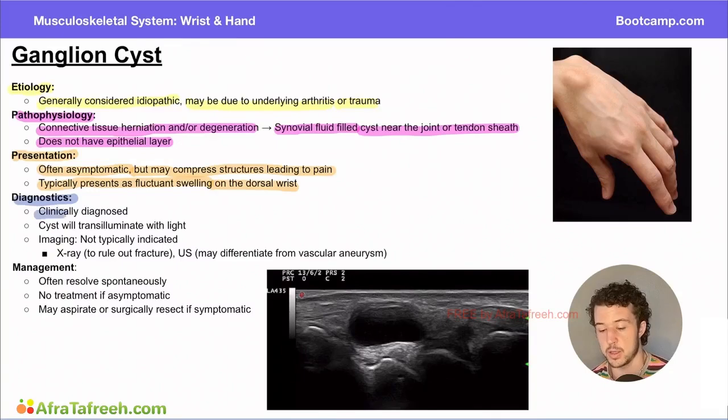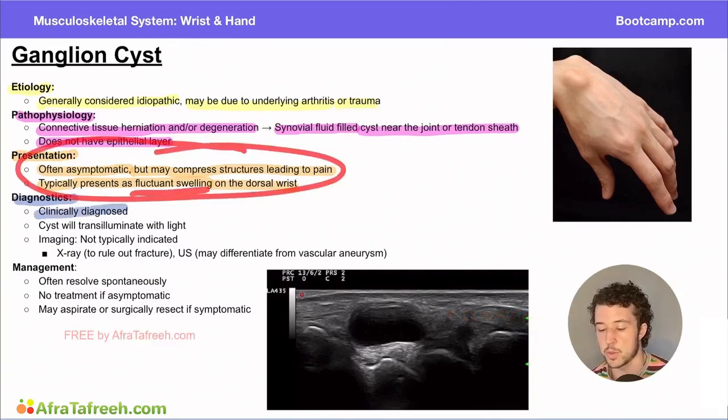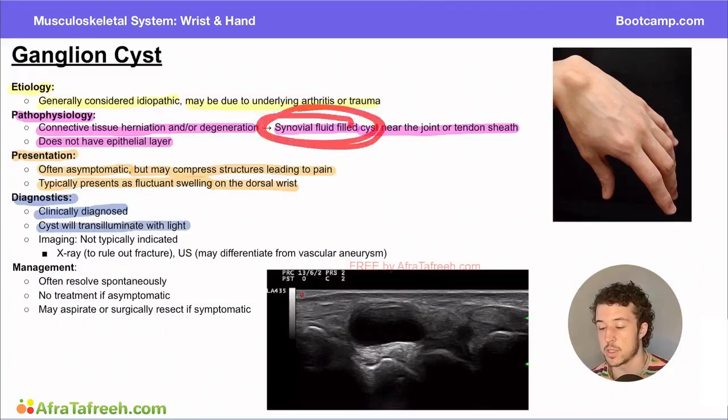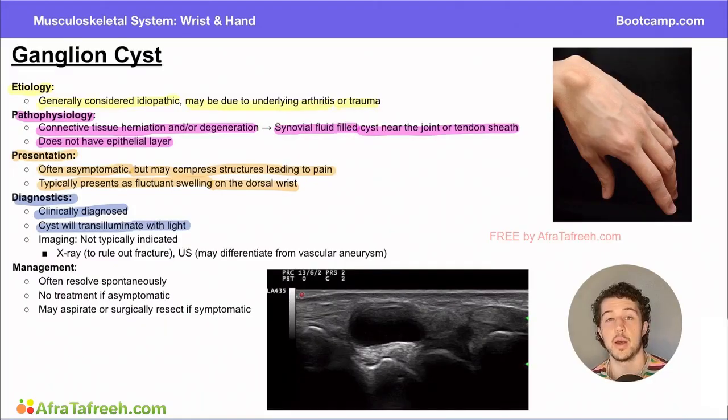So this will be clinically diagnosed. If a patient follows this clinical picture of a fluctuant swelling mass, then we're likely to think of a ganglion cyst. Importantly, the cyst will transilluminate with light. Remember what we said earlier, it's a fluid-filled cyst, and so fluid is going to transilluminate if you hold a light up to the cyst.